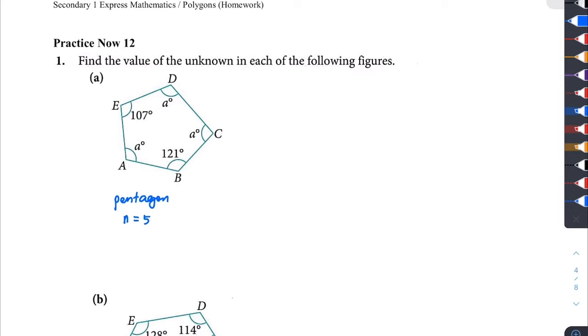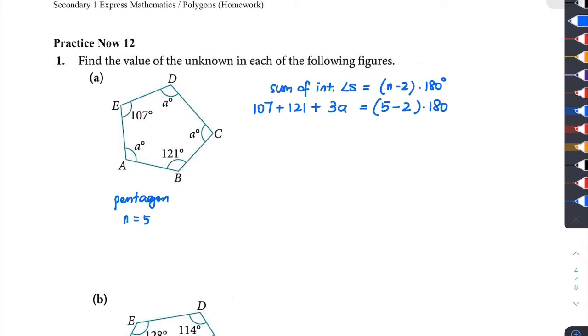So how do you find A? It is actually the sum of your interior angles. So you have to make use of your sum of interior angles. Whichever formula is up to you. You can use 180 n minus 360, or you can use n minus 2 times 180. For me personally, I like n minus 2, so I'm just going to go with n minus 2 times 180 degrees. So the sum of interior angles, which is the sum of all these angles, we have 107 plus 121, and how many a's do we have? We have 3 a's. And this is equal to 5 minus 2 times 180.